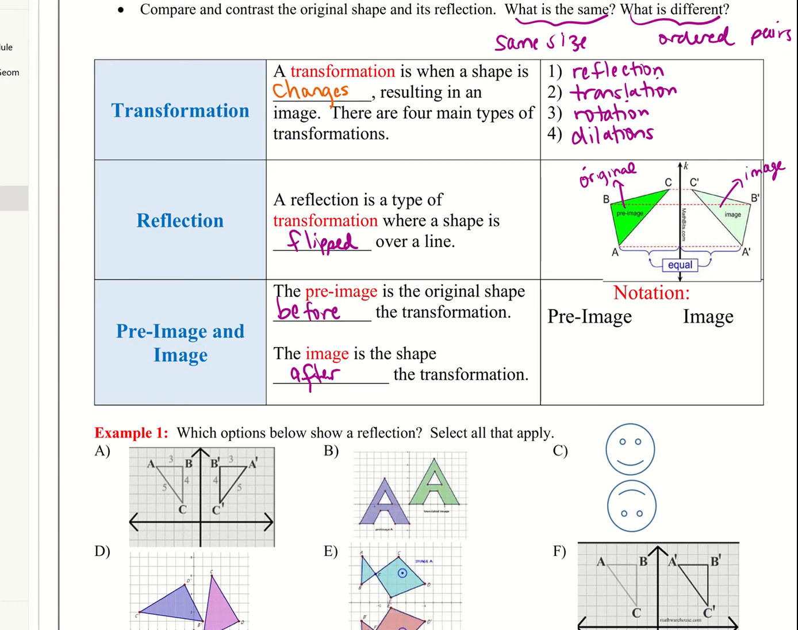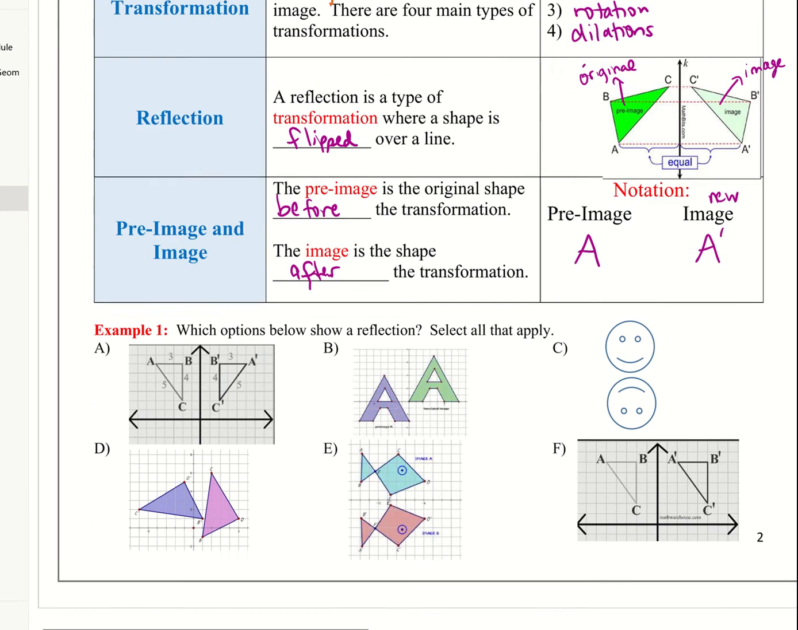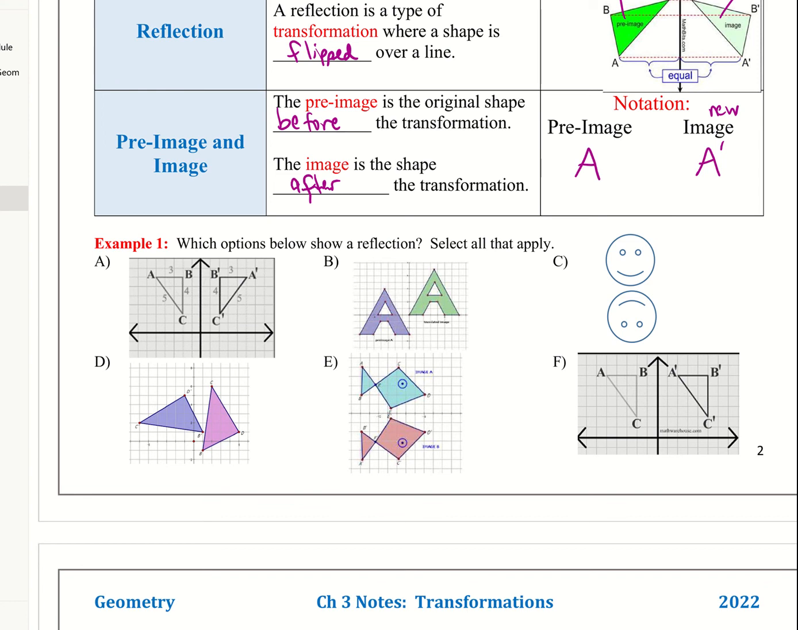The way you're going to be able to tell which was the original is that it will not have the little apostrophe. The image, the new one, will have this little apostrophe. A will become A prime. B will become B prime. C will become C prime. And reflections have that flipping motion. So some of these are reflections. Things are flipped over. Some of these are not. Go ahead and take a look. If you think any of these are reflections, you see the flipping shape, circle that letter. There's more than one.